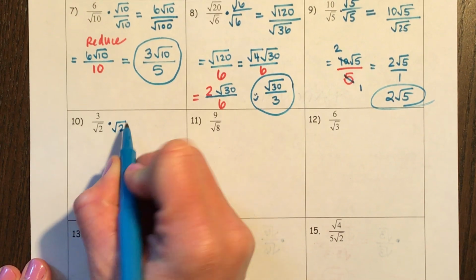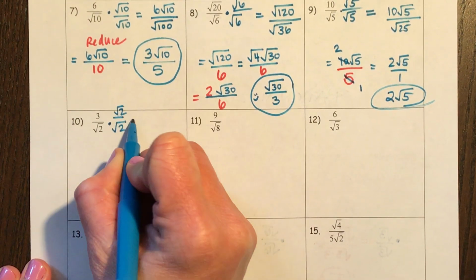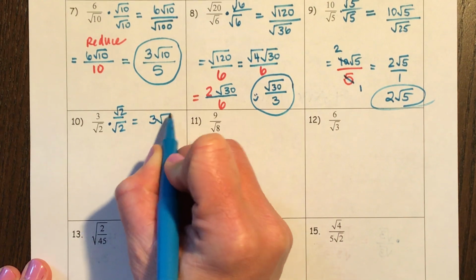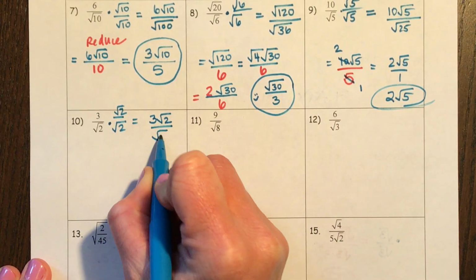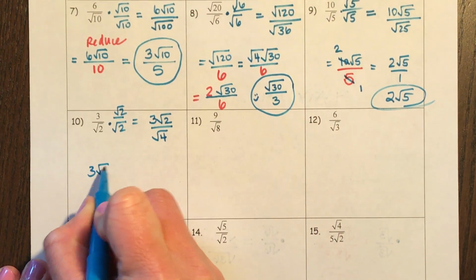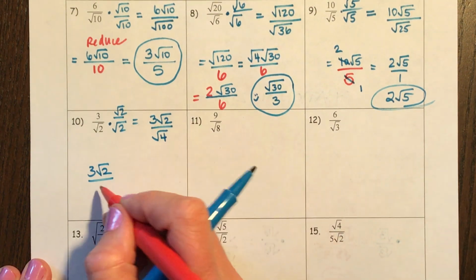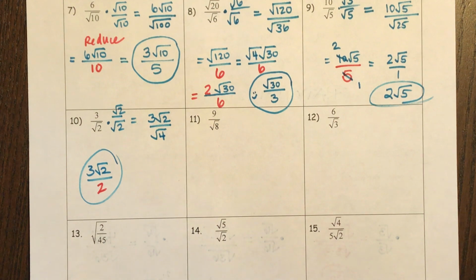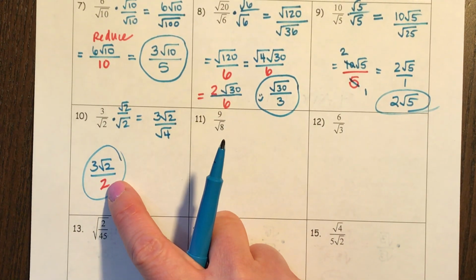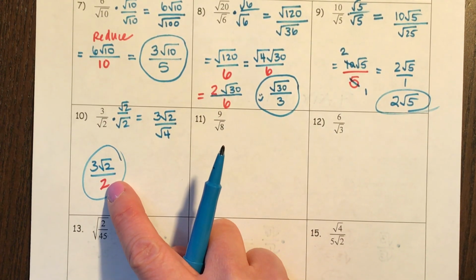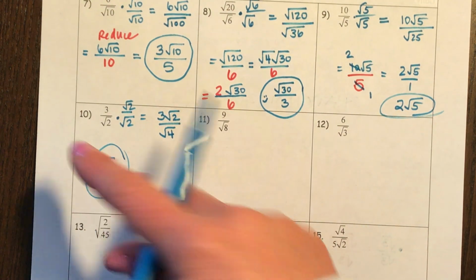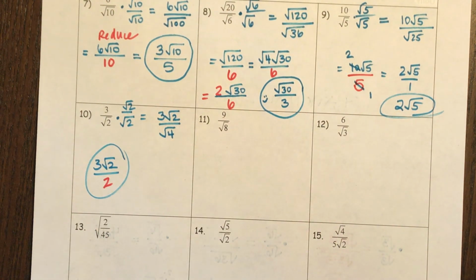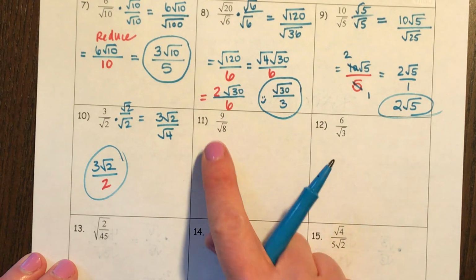For number 10, multiply by the square root of 2 over the square root of 2, and you get 3 square roots of 2 over the square root of 4, or 3 square roots of 2 over 2. Now this one, there's nothing else I can do. This 2 inside the radical, this 2 outside the radical, we can't simplify those, and so that's it. 3 and 2 can't reduce, 3 halves. That's as low as you can get with your fraction, 3 halves.